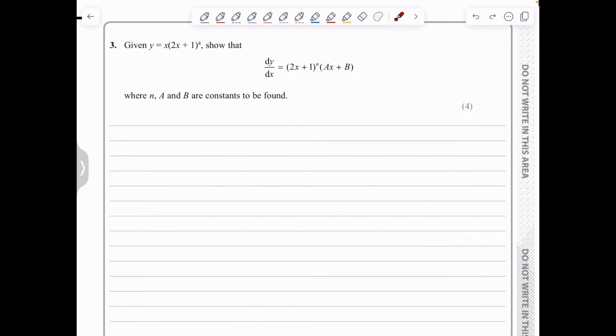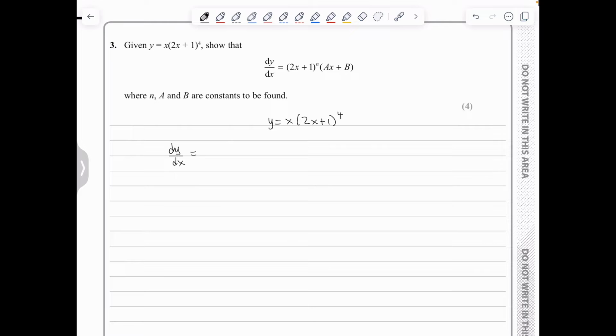In question 3, we've got that y is x times (2x plus 1) to the fourth, and we need to show that dy/dx can be put in this form where n, a, and b are constants to be found. Well, let's start with the original expression for y. It's x brackets 2x plus 1 to the power of 4. We are looking at the product of two functions. It's the product of x and 2x plus 1 raised to the power of 4.